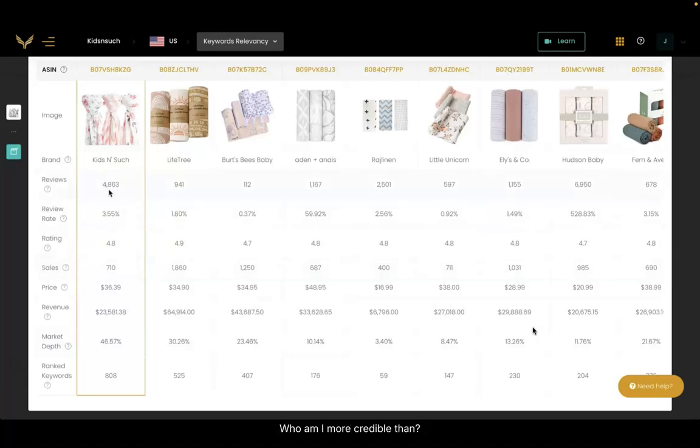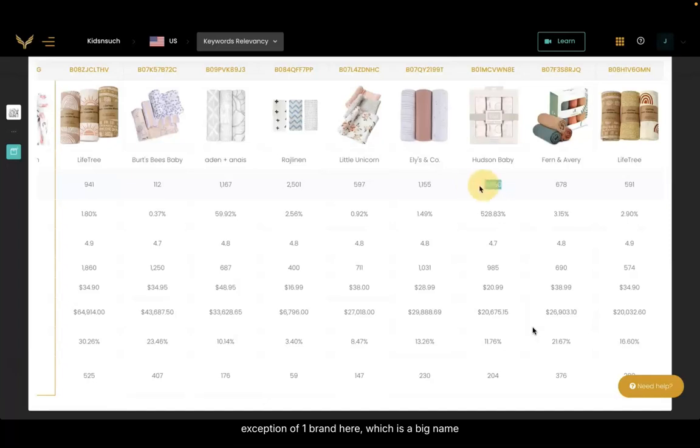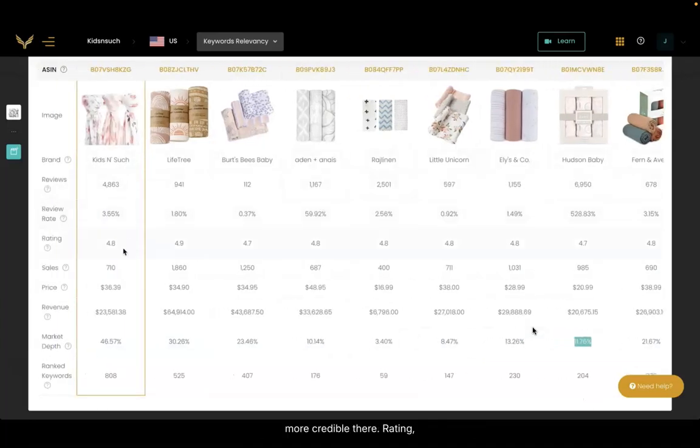Let's look at review count. Who am I more credible than? Well, I have 4,800 reviews compared to everyone else's review count. That's a lot lower than that, with the exception of one brand here, which is a big name brand, so I'm not even going to really compare it. And if I look at market depth, it's pretty low anyways. So when it comes to review count, I'm definitely more credible there.